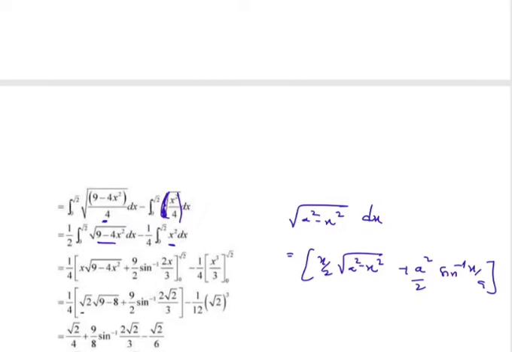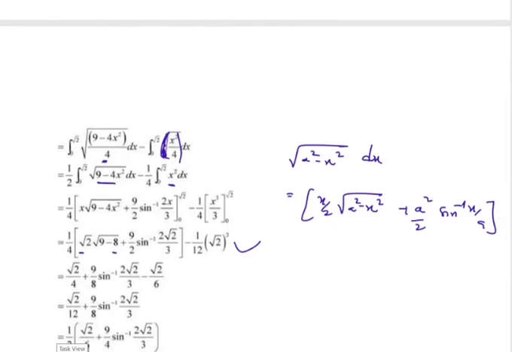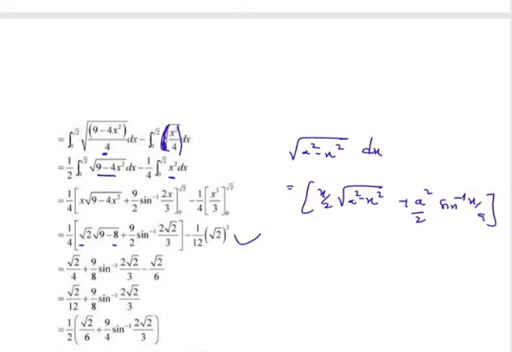upper limit that is root 2, root 9 minus of root 2, square root get cancel, 4 to the 8, it is 9 minus 8 plus 9 by 2 sine inverse 2 root 2 by 3, minus 0 neglected here, whole term becomes 0 here, and here 1 by 12 taking outside 4 by 3. So here what we get? Root 2 whole cube. So simplifying this, root 2 by 4 plus 9 by 8, just multiply 4 inside here.